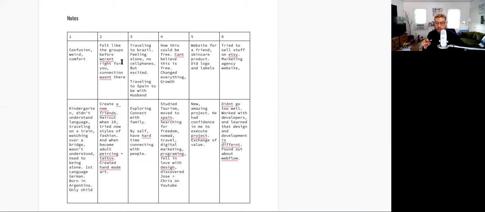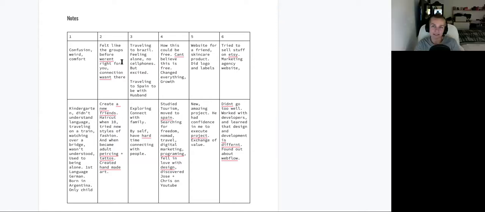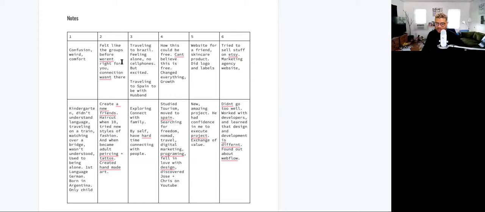So the next chapter, you detail this experience of traveling to Brazil by yourself, with no cell phones, and you were kind of young. I think you were what, 15 or 16 at the time? 16 or 17, something like that. Yeah. I wasn't allowed to leave the country without my parents' permission. So yeah, a little bit crazy thinking about it now.